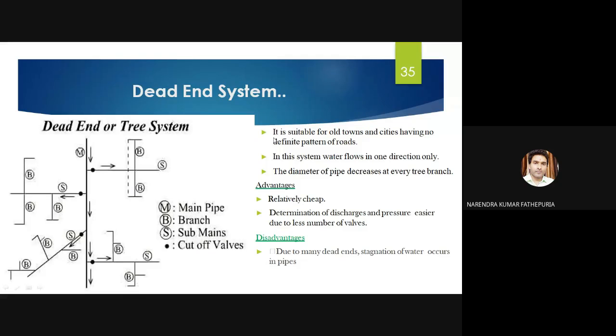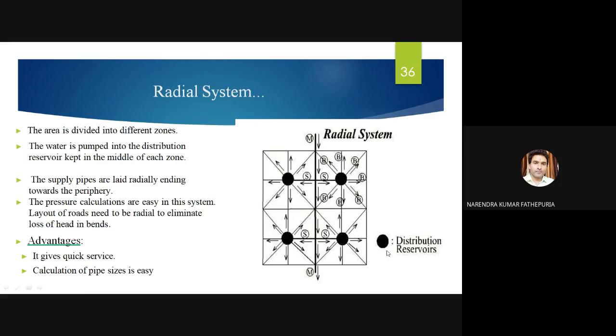The first one is suitable for whole towns and cities having no definite pattern of roads. In this system, water flows in one direction only. The diameter of the pipe decreases at every branch. These are the advantages: a relatively cheap method, and determination of discharge and pressure is easier due to the smaller number of valves. What are the disadvantages? Due to the many dead ends, stagnation of water occurs in the pipe.